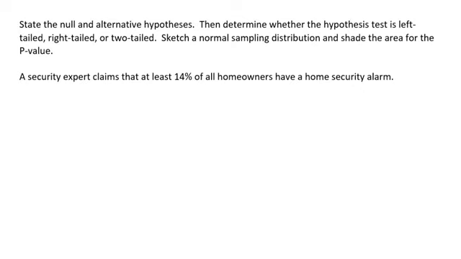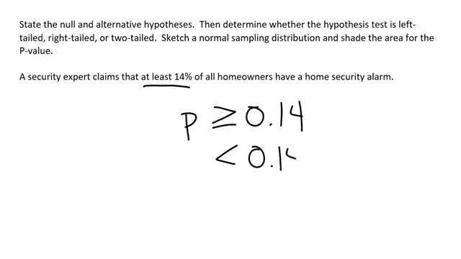A security expert claims that at least 14% of all homeowners have a home security alarm. Here's your key phrase, at least 14%. How can you represent at least mathematically? That is a greater than or equal to sign. Since I'm dealing with percentage, I know that I'm dealing with a proportion, and the complement to greater than or equal to is less than. The one that has the equal sign is going to be my null hypothesis, and the one that has the inequality is the alternative.